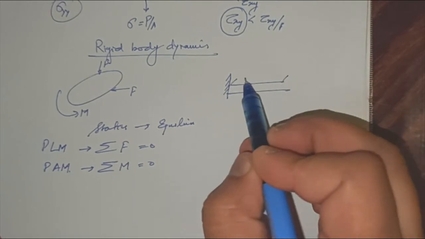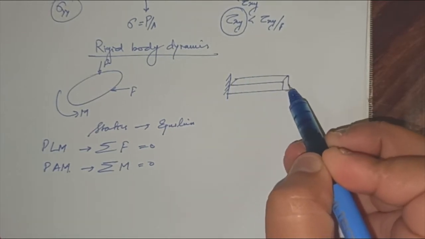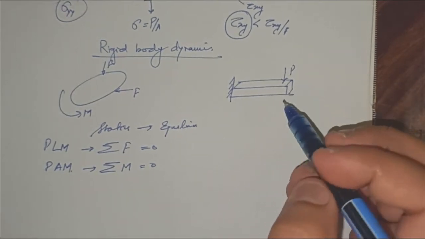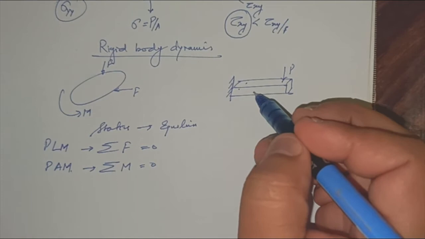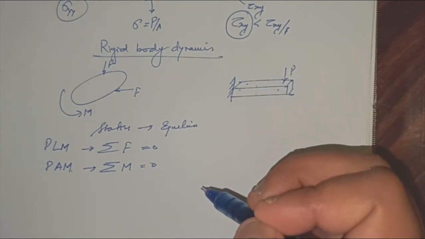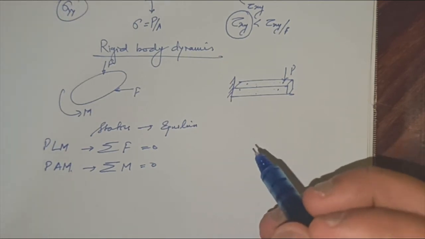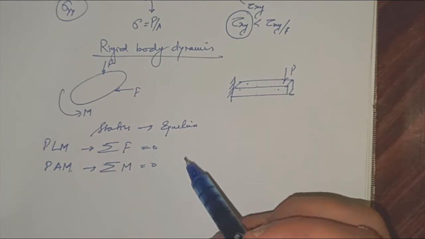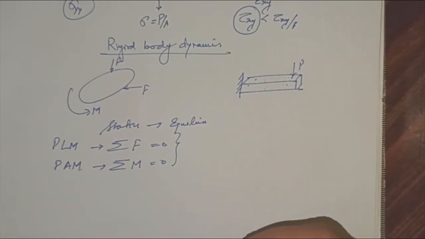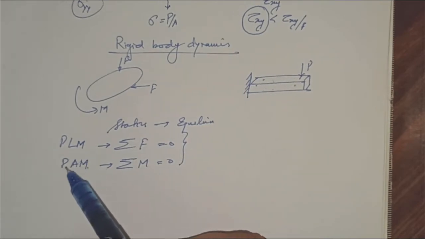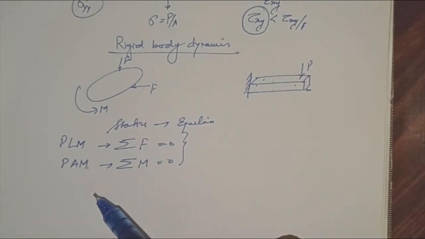So the deformable body that we have taken, I am taking the same example again and again, is being loaded now. I want to ensure that at each and every point my body is in equilibrium. It is in a stationary position, it's in equilibrium position. So what do I need to do? I need to verify the principle of linear momentum and the principle of angular momentum. These two I need to do.